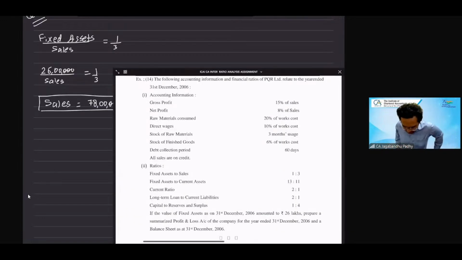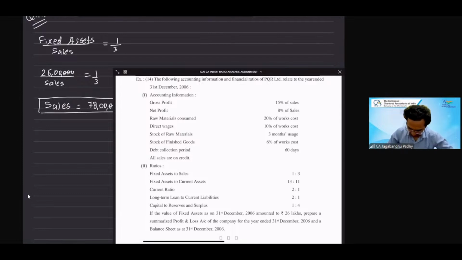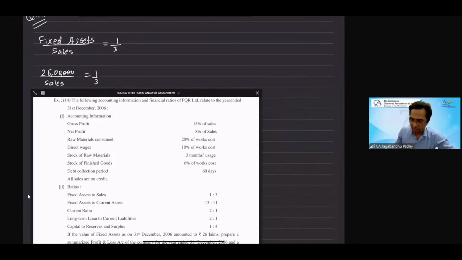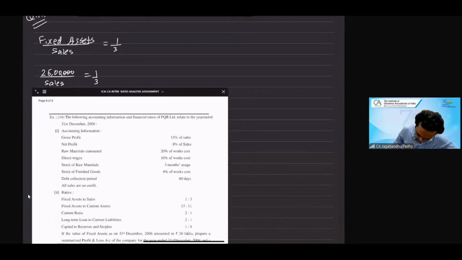And before we go ahead and proceed with other calculations, let's try to set a format of P&L and balance sheet that is required, so that we will at least have an idea what all things we are supposed to calculate. So let's say we'll of course need the sales.